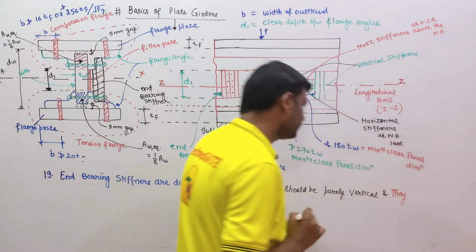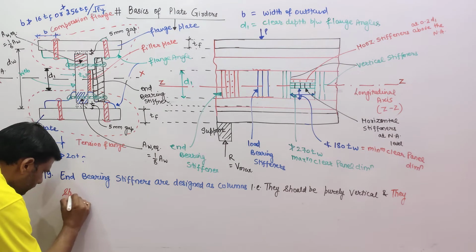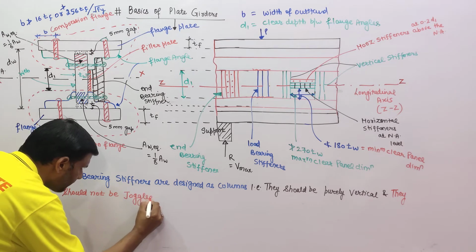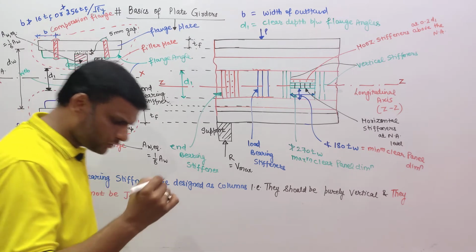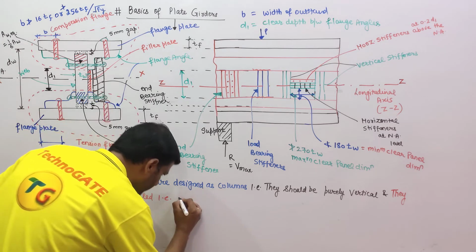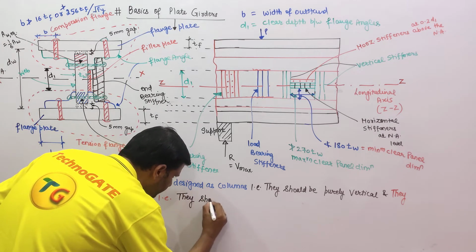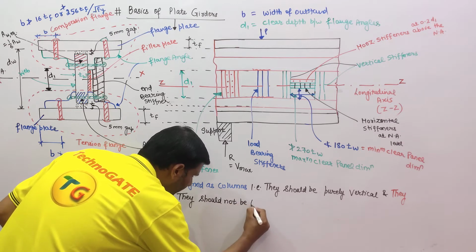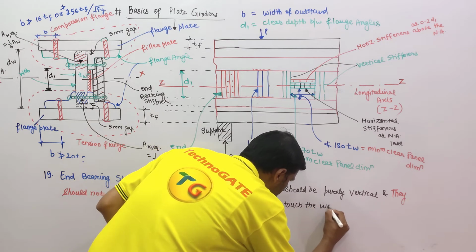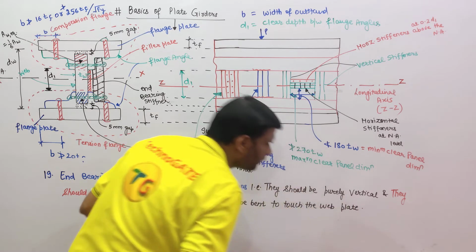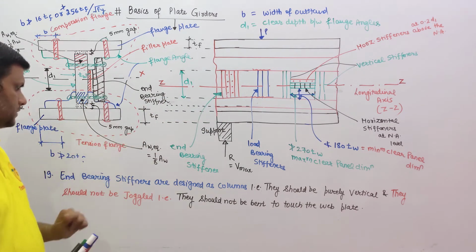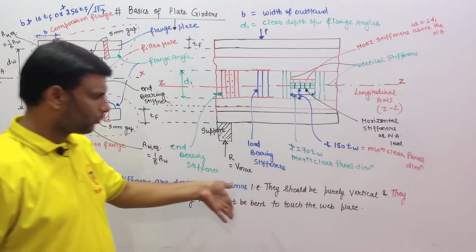They should not be joggled. That is, they should not touch; they should not be bent to touch the web plate. So, end bearing stiffeners are designed as columns. They should be purely vertical.